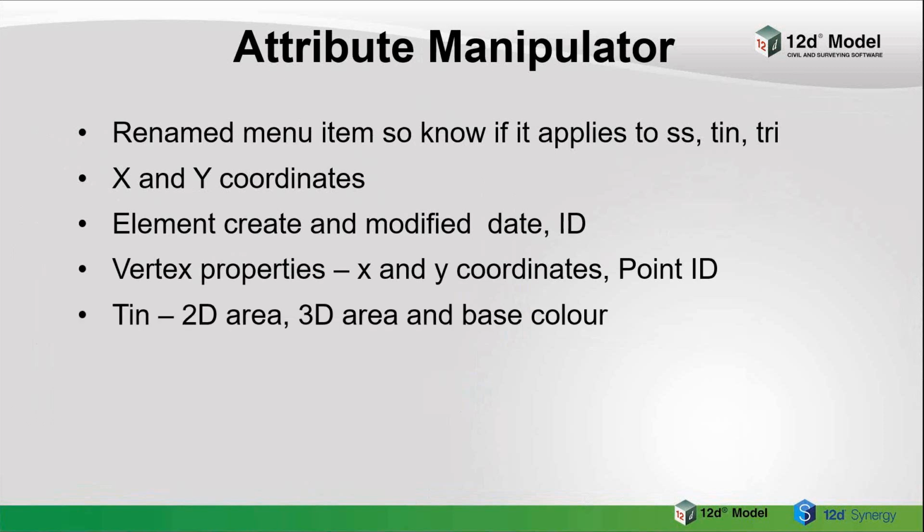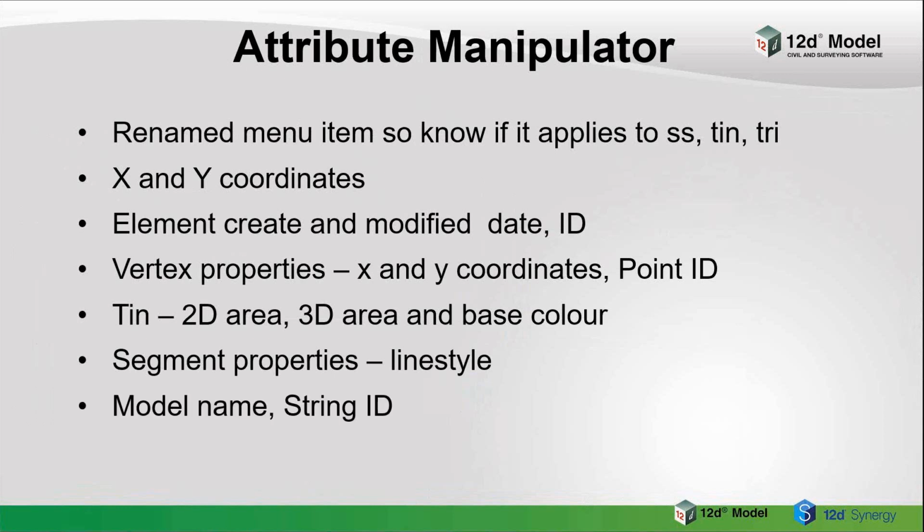You can get the 2D area of a tin, a 3D area of a tin, the base color of a tin, segment properties like line styles. In 12, we introduced where you have different segments could have different line styles in the string. This just allows you to get access to it from the segment attributes, and you can also use it to set the line styles from attributes on a segment for the line style.